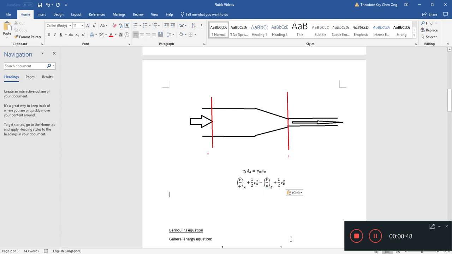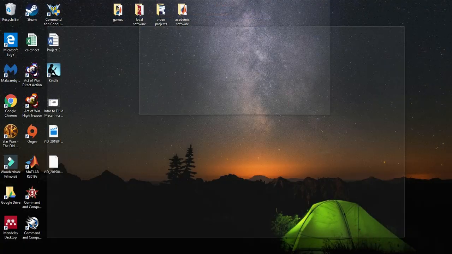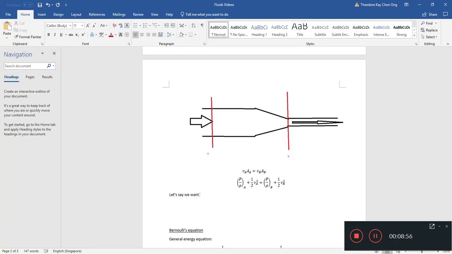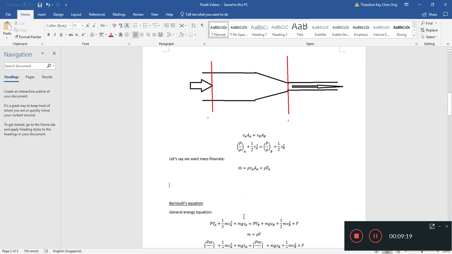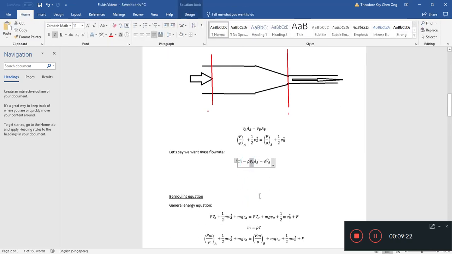So let's say we want the mass flow rate. So m dot equals rho V A, equals rho V dot A. Okay, mass equals density times the volumetric flow rate, which is just this. So let's say we just want to find the velocity at A.